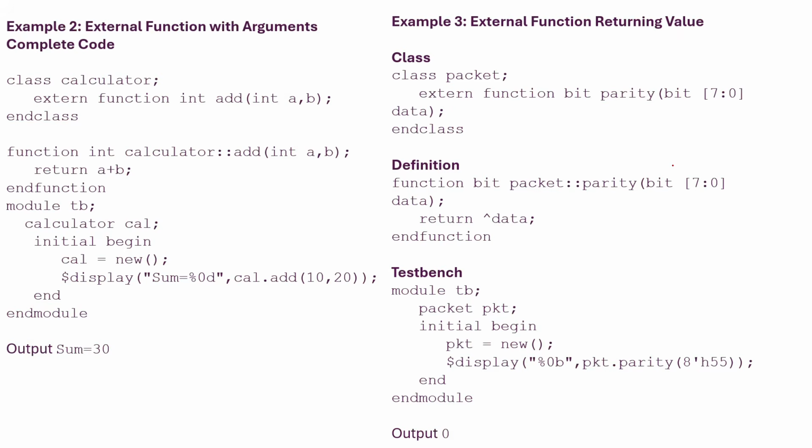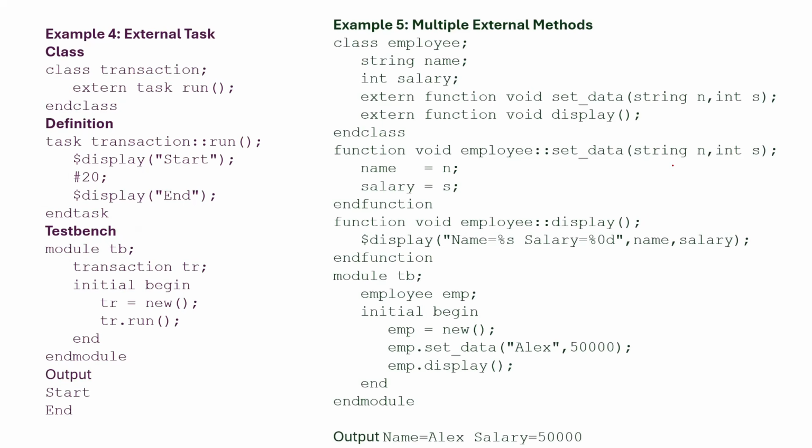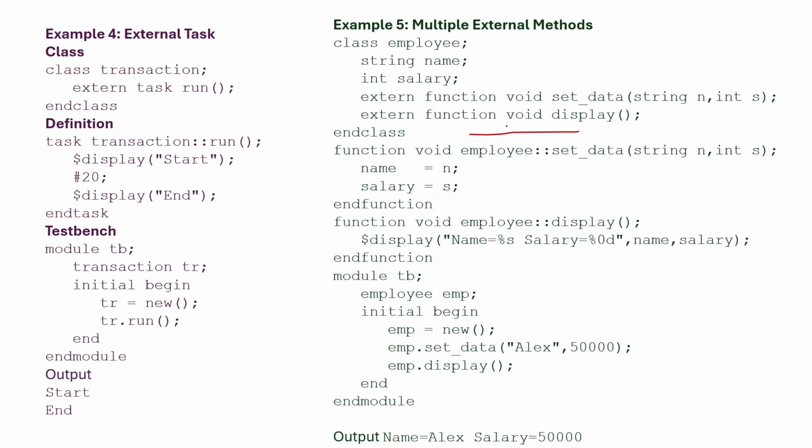And also external functions return values. What else? External keyword, multiple external methods. See, function void set data is one method, and function void display is another method. These two methods I can implement outside the class. So this void display is implemented outside the class. So void method and then set data. So this is the set data method and this is the display method.